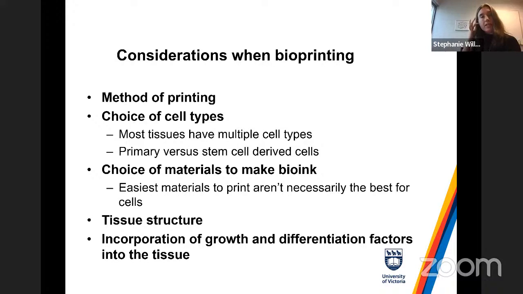Another thing is your consideration of the bioink that you actually use with your 3D printing system, because the easiest materials to print aren't what's necessarily best for cells. The tissue structure. Bioinks tend to be a little bit more finicky to work with than traditional plastics. So sometimes you need to do some trial and error to see if the structure you're making can actually be printed. And finally, do you want to incorporate growth and differentiation factors to mature your tissues?